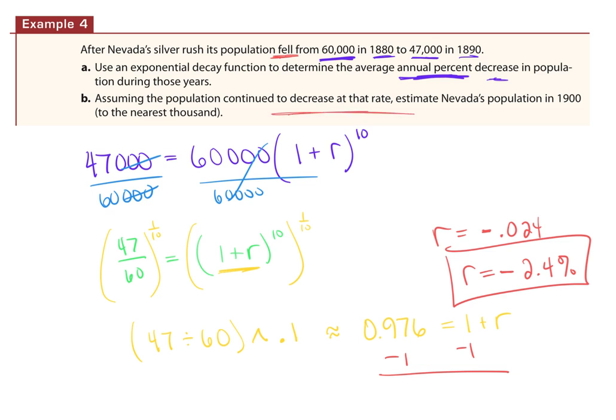If we wanted to then estimate this for 1900, we would say 60,000 times 1 plus my negative 0.024, raised to the power from 1880 to 1900, that's 20 years. Or you could start at the 47,000 and go 10 years if you wanted to. All right, they both work. Questions on population decrease?